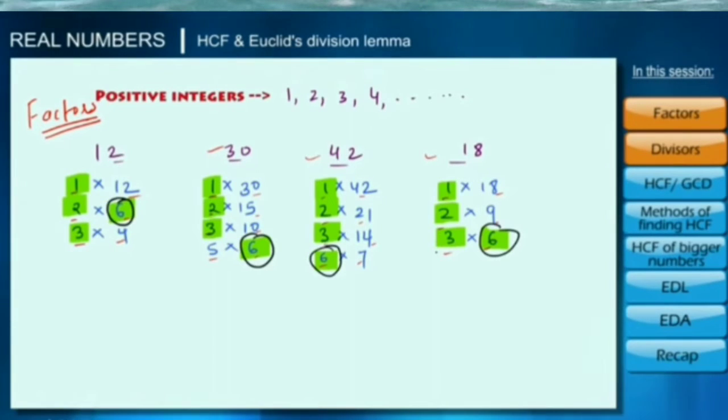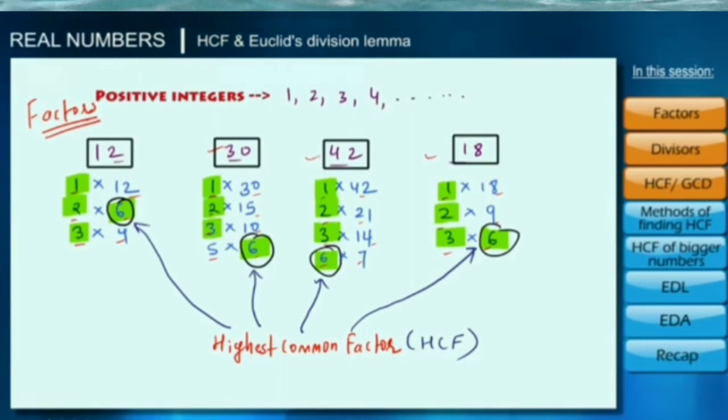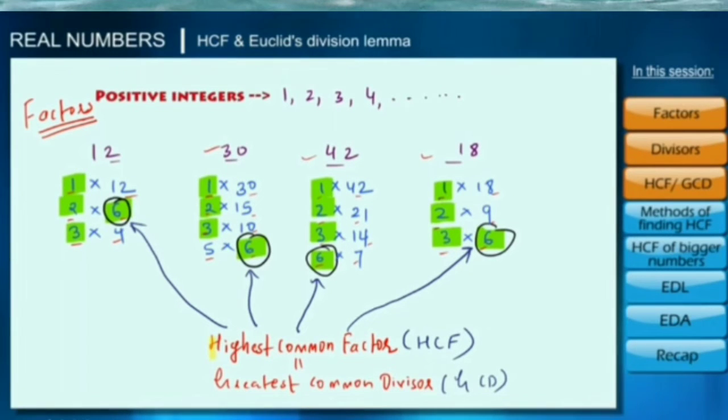Now among them 6 is the highest common factor, and that is called the HCF, as it is the highest common factor among all four numbers. Also it is the highest common divisor, as 6 is a divisor of all four numbers, so it is also called GCD, that is highest common factor or greatest common divisor.